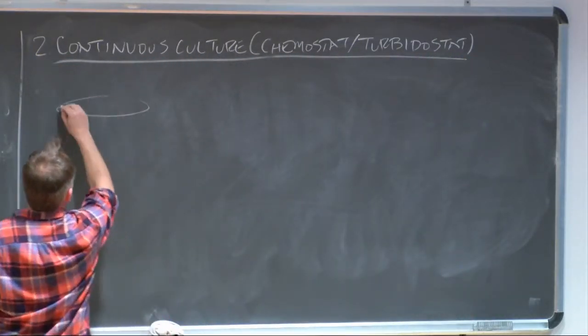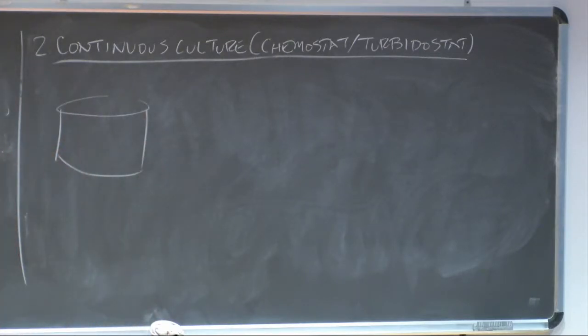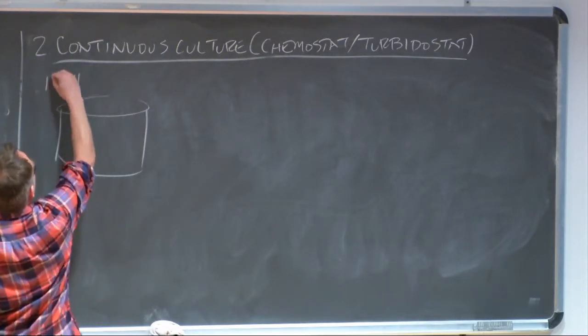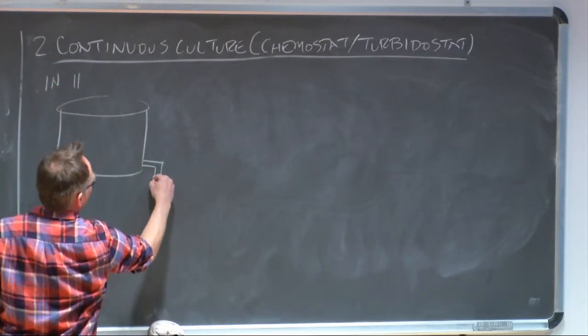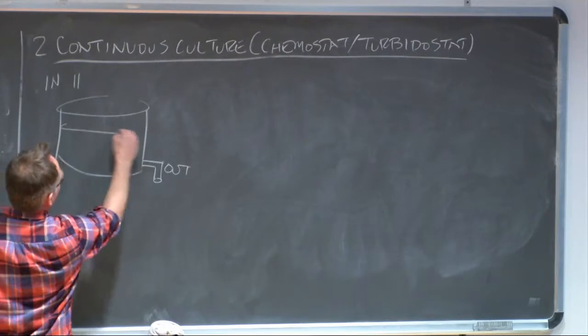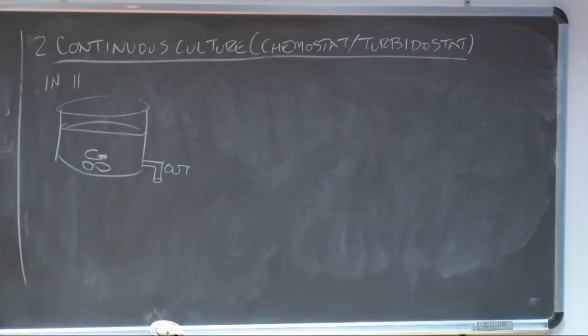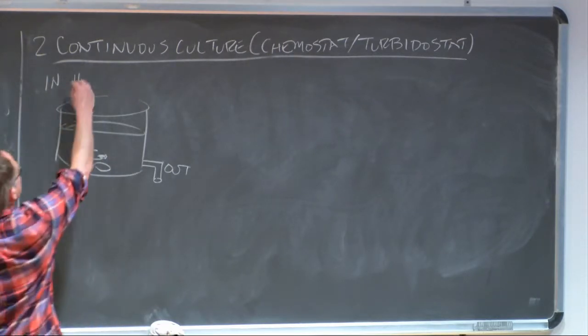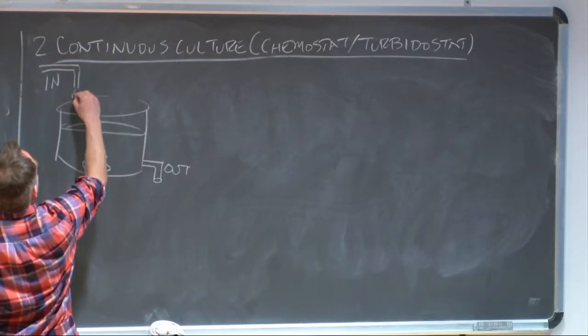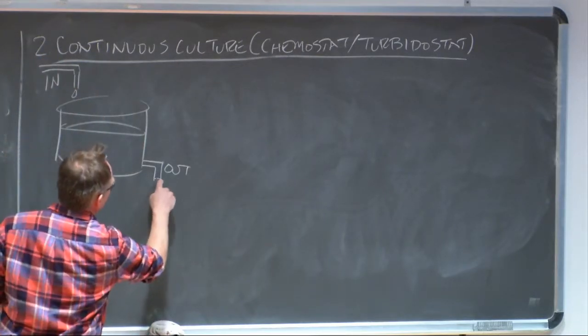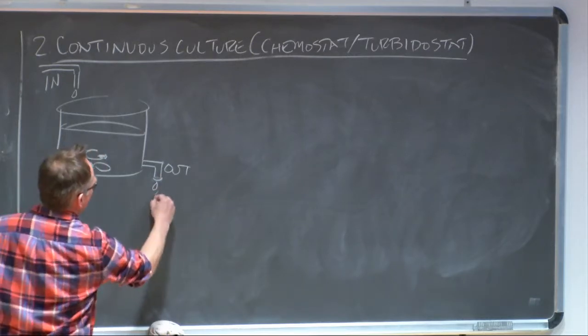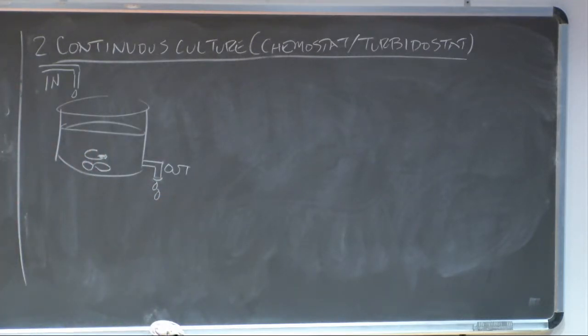And so this is something you might also have seen in a differential equations course. We have this big mixing tank, or a small mixing tank, where you have media coming in here. And then you have media and cells coming out here. And you have a stir bar here that's whizzing around. This is inflow. There's stuff dripping in and stuff dripping out. So you have some inflow-outflow rate to keep the volume constant.